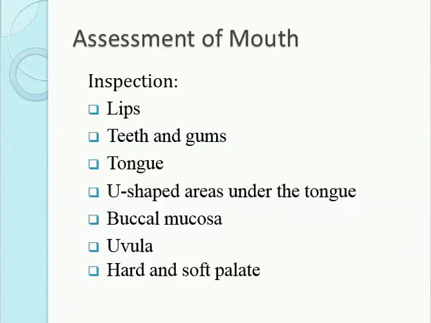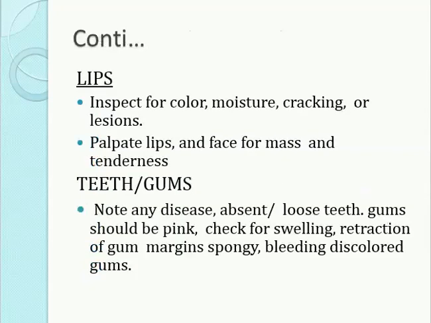Assessment of mouth involves inspecting for lips, teeth and gums, tongue, U-shaped area under the tongue, buccal mucosa, uvula, hard and soft palate. Lips are inspected for color, moisture, cracking or lesions, and palpation of lips is for masses and tenderness. Teeth and gums: note any disease, absent or loose teeth. Gums should be pink. Check for swelling, retraction of gum margins, and also check if the margins are spongy or bleeding.